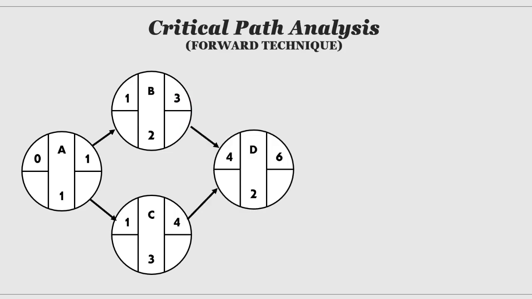Activity D can only be done when activities B and C are finished, so the earliest start input is 4, taken from the biggest earliest finish.